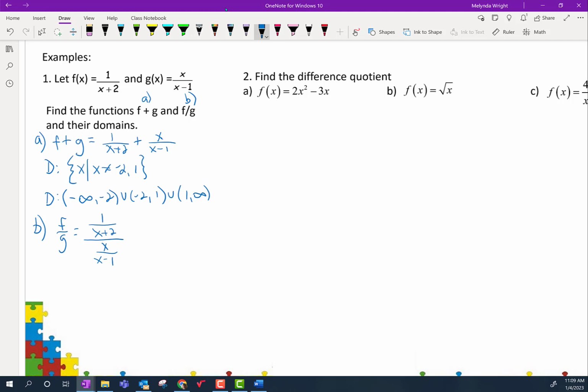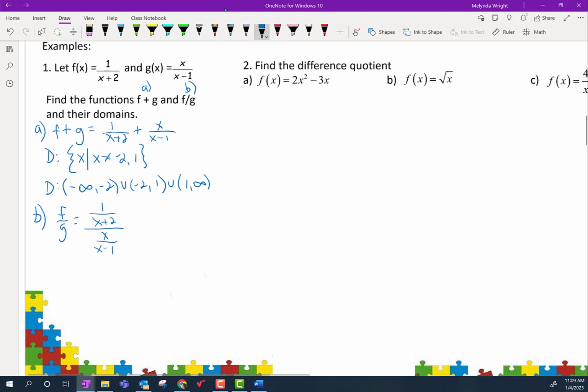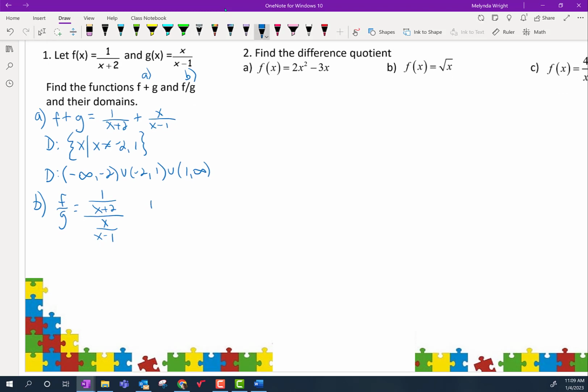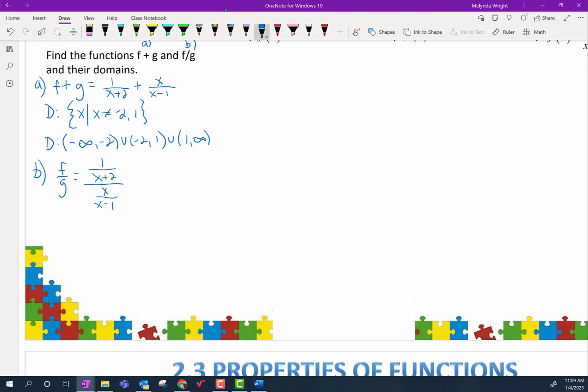So what we have to do now is we have to rewrite it. Do you remember the whole keep, change, flip from long ago? You remember, right? That keep, change, flip concept. That's how we're going to change this fraction inside of a fraction. We're going to keep the numerator, so 1 over x plus 2. We're going to change the division to multiplication, and then we're going to flip the denominator, x minus 1 over x. And so that, if you recall, that's how we fix complex fractions. If you can remember that little keep, change, flip thing, that probably will help you.